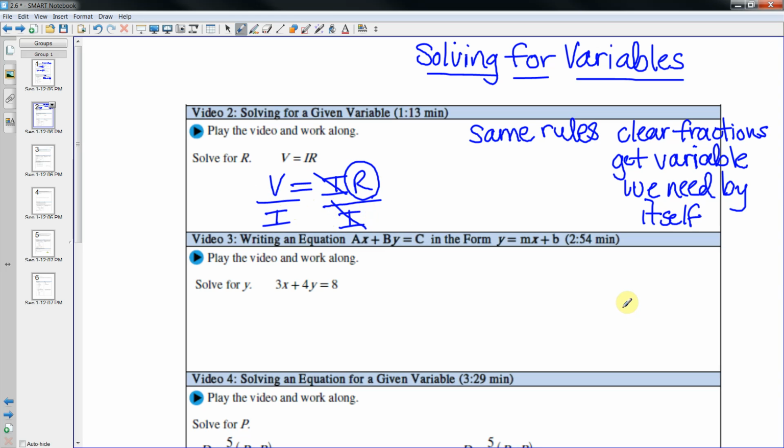And then just rewrite what you have. It's going to look odd, but just rewrite it. So v over I equals r, and I've just solved for r. I know that they look odd, but that's just the way they are when we solve formulas.